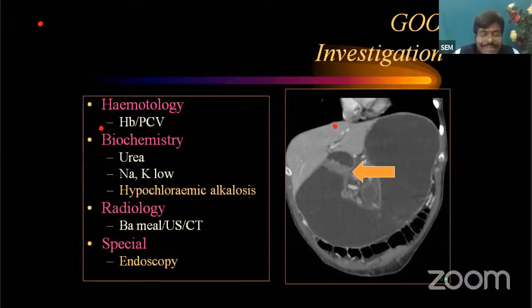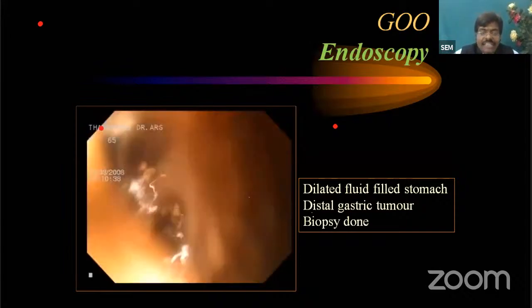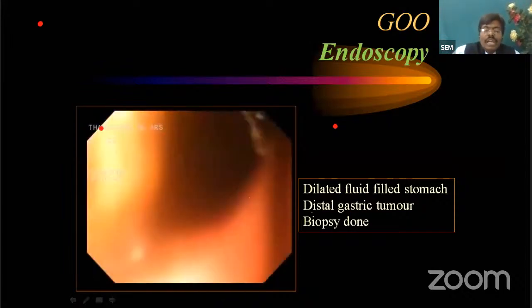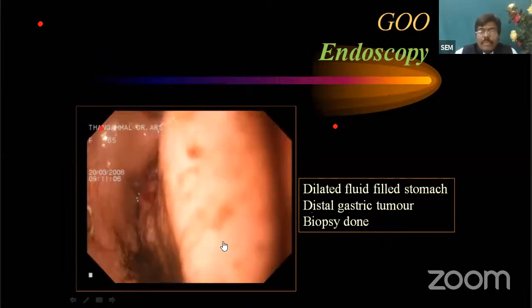If it is mechanical, it is a gastric outlet obstruction like this case. If it is a neurological problem, it's gastroparesis, like diabetic gastroparesis, or there are any number of neurological conditions that can cause it. As I said, CT we usually use nowadays, but endoscopy will give you the classical diagnosis. Here is a classical case. When we do an endoscopy, you go and see a lot of fluid. Normally the stomach has to be empty.